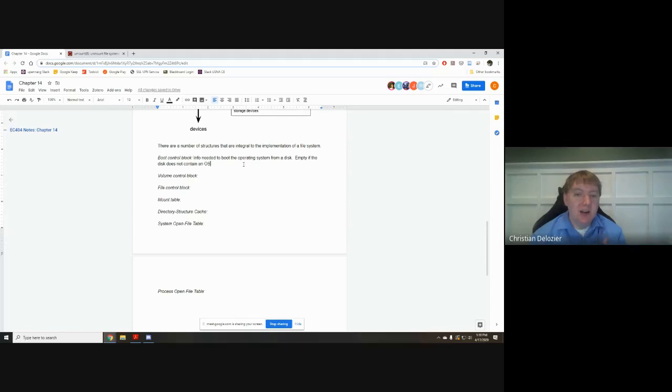So this can be not an operating system as well. It can be like a bootloader itself that sort of boots from there. But generally, we have this so that we know where to boot the OS from, so we can sort of bootstrap the system and get it going.